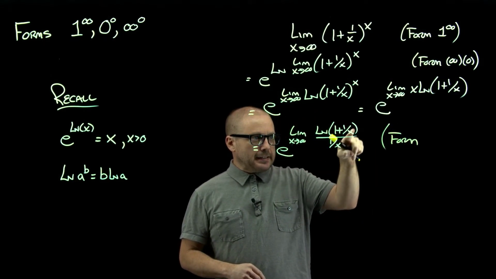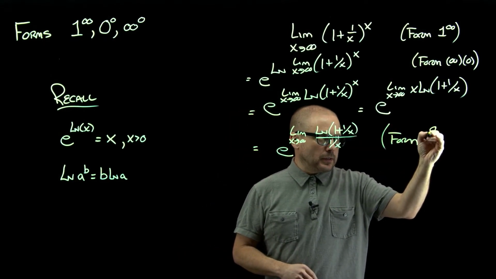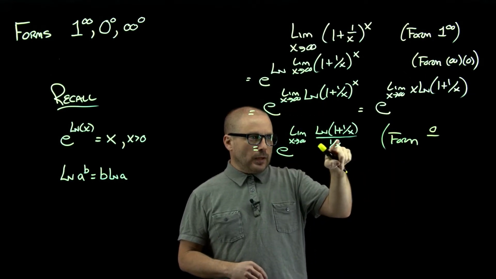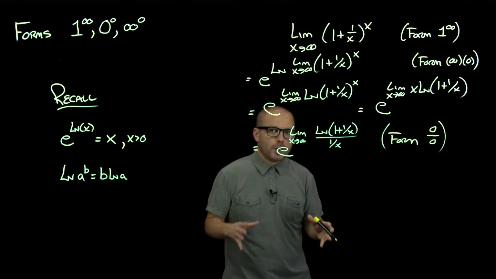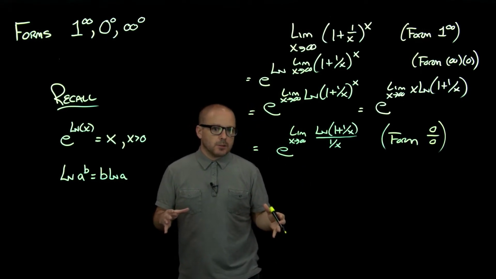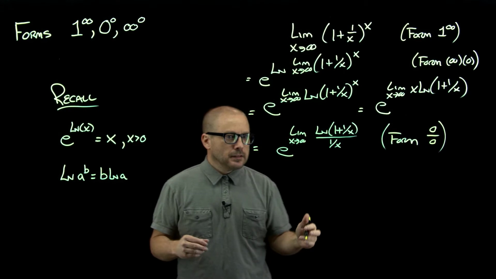This is of the form, as we head to infinity, that's heading towards 1. Natural log of 1 is 0. As we head to infinity, this is heading to 0. So we've gotten it into that form 0 over 0. So L'Hopital's rule applies. So let's do that.